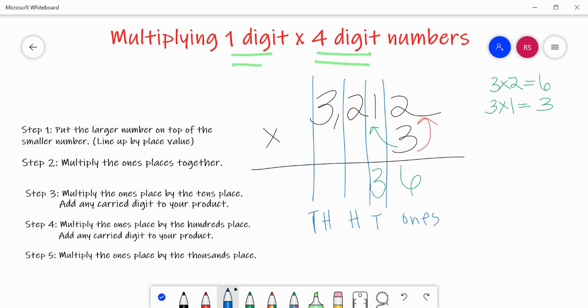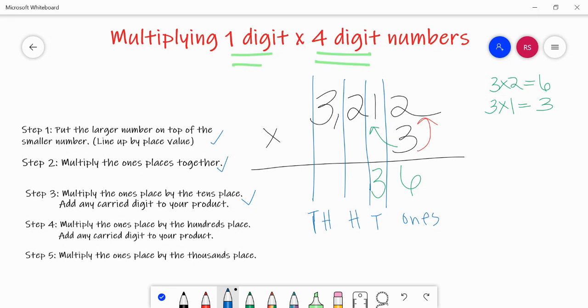Okay, so we've done step 1, we stacked our numbers on top of each other. We've done step 2, we multiplied my ones places together. And step 3, we multiplied the ones by the tens. Now, there's no number that we carried over. So remember, in step 3 and 4, it does say to add any carried digit to your product, but we don't have any carried digit, right? So you could just ignore that part of that step. All right, now let's go to the next step.